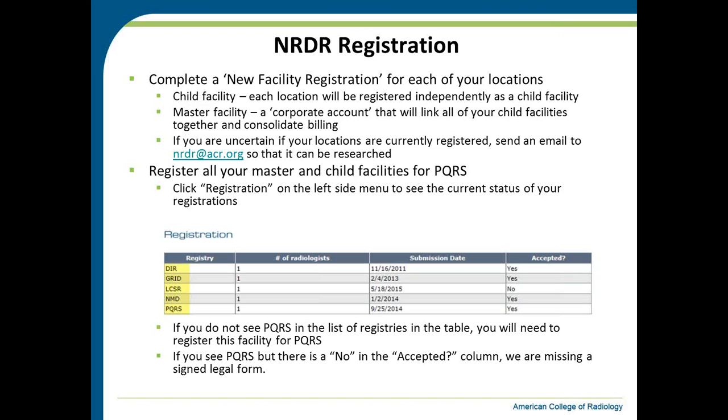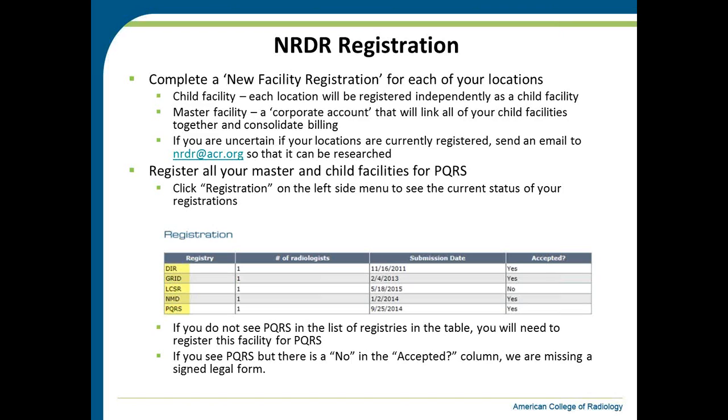If you only have one facility, you only have to do this once. But if you have two or more, you actually have to set up each facility independently. If you have two or more facilities, you'll have to create a master facility. It's a corporate account. It's going to allow us to link all your child facilities together and consolidate billing. And you'll only have to send the legal agreement once, and that's going to cover all your sites. So it's definitely going to be easier.